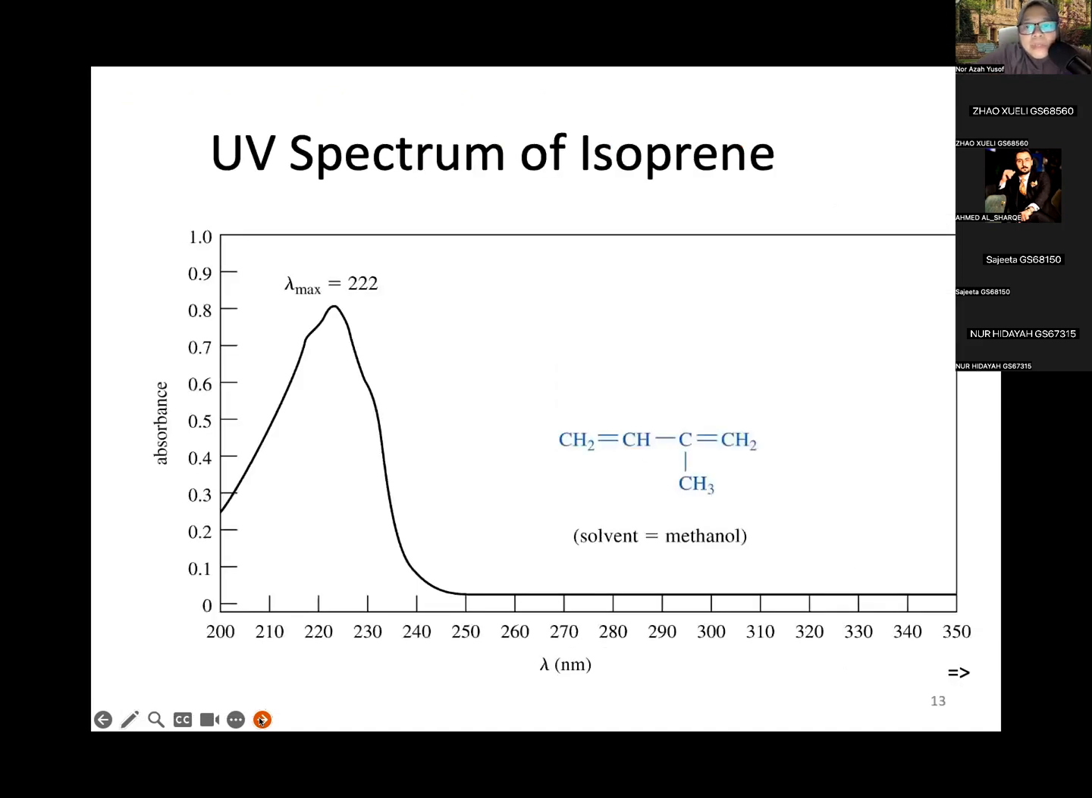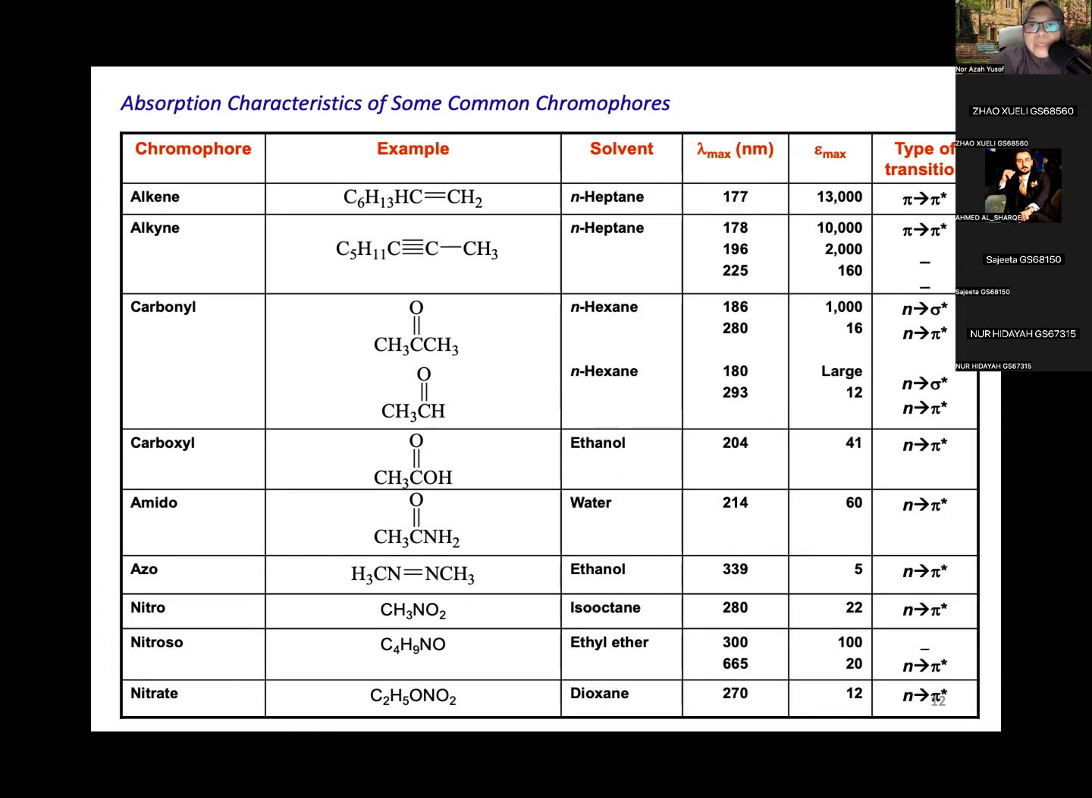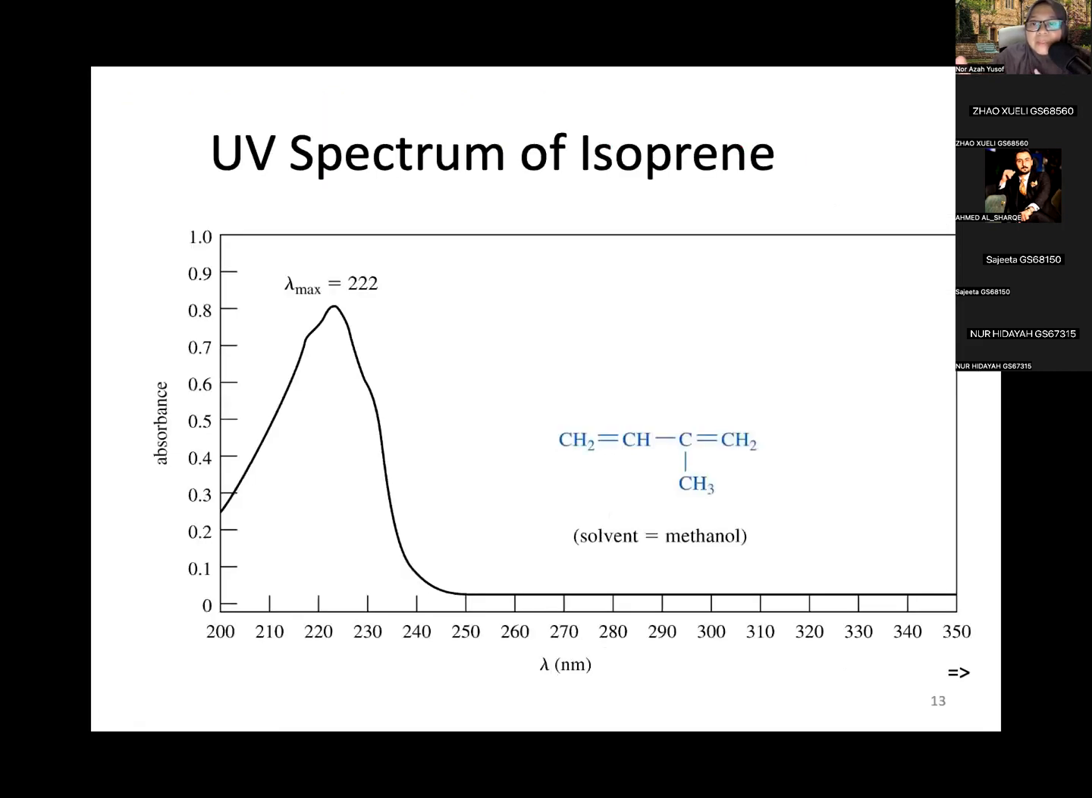So this is an example of isoprene. Isoprene is actually rubber. Now there is an effect if you dissolve it in a different solvent. Just now, if you look at this table, that's why the solvent is listed here, because the solvent will affect the lambda. The UV spectrum that you obtain will be affected by the solvent.